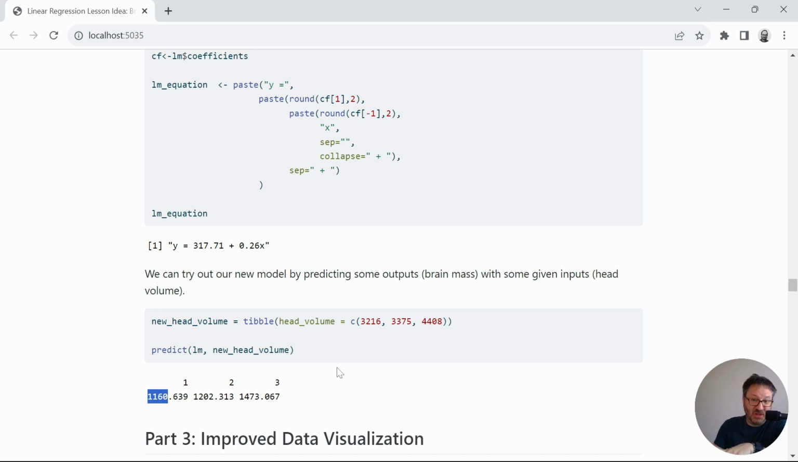And in part 3, we're going to be looking at that data visualization and trying to improve it so it gets ready for publication. So stay tuned.